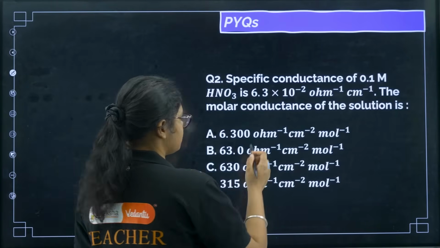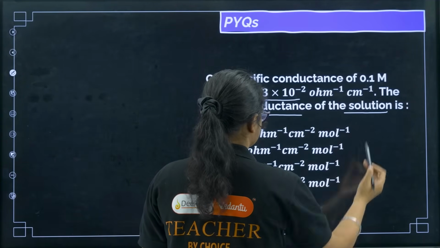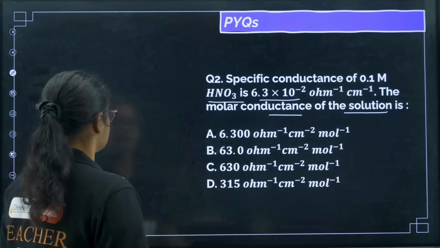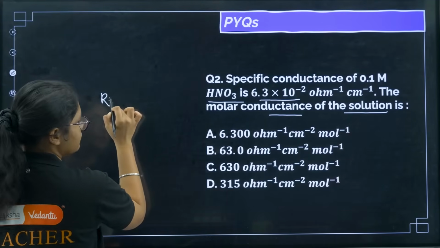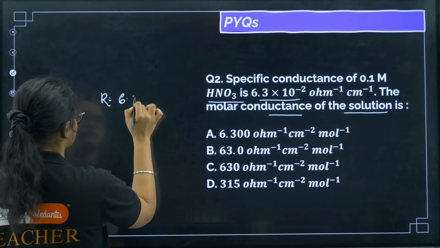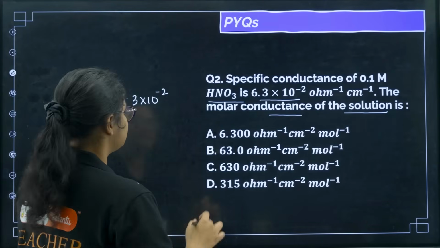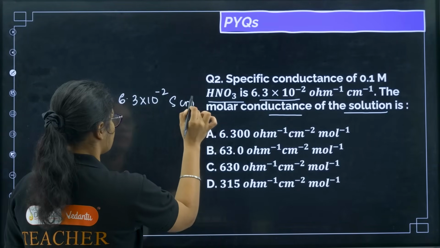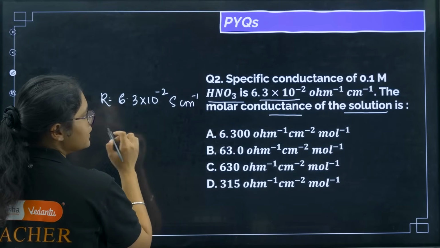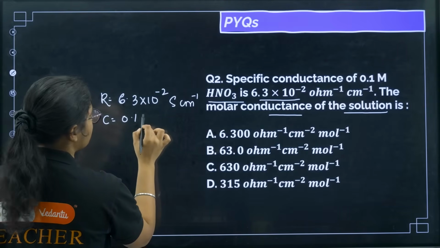Specific conductance of 0.1 molar HNO3 is given. The molar conductance of the solution is, so specific conductance is the same as your kappa value. So the kappa value is given to me, which is 6.3 into 10 to the power of minus 2. Next I have S centimeter inverse. The concentration value is also given to me, that is 0.1 molar.